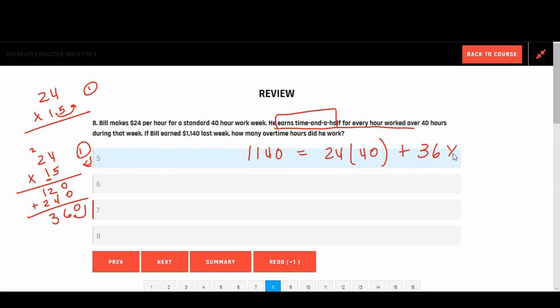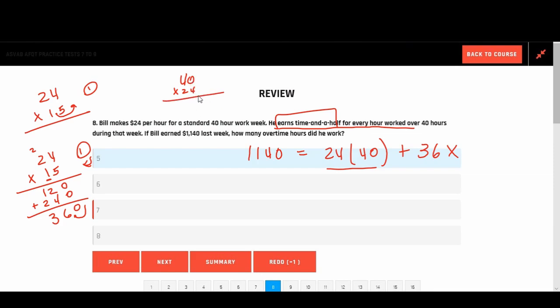And the question is, how many overtime hours did he work? Which I'm going to denote with an X right there. So let's go ahead and solve for X. I can work this out right here. 40 times 24. I can go ahead and take care of that right away.